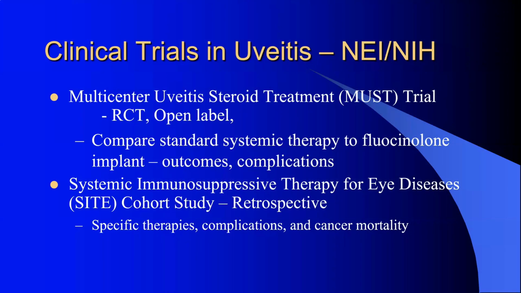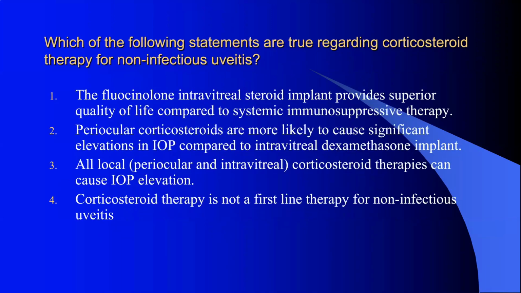So the updates in the management of uveitis come from the MUST trial done in the United States, the broad multi-center uveitis steroid treatment trial, and also the Systemic Immunosuppressive Therapy for Eye Diseases cohort study, which is a retrospective study. The MUST trial is a randomized controlled clinical trial comparing systemic therapy to the fluocinolone implant. The systemic immunosuppressive site cohort study is a retrospective study looking at specific therapies, complications, and mortality and morbidity. Let me ask you the first question, and then I'll show you the answer.